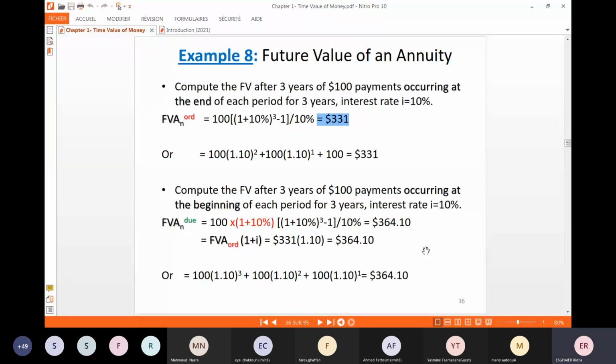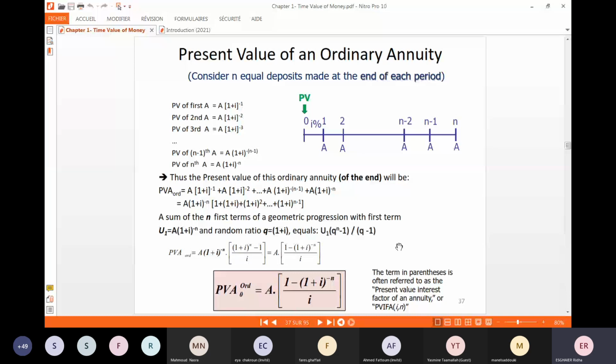If we compute the present value of an ordinary annuity, the same logic. Instead of compounding the A's until the date n, we will discount the A's to the date 0. So the first A will be discounted for 1 year. From 1 to 0, we have 1 year of discounting, so power minus 1. The second A will be discounted for 2 years, from 2 to 0, power minus 2, etc. The last one, from n to 0, it will be A times 1 plus i power minus n.